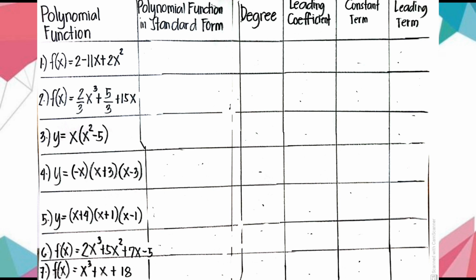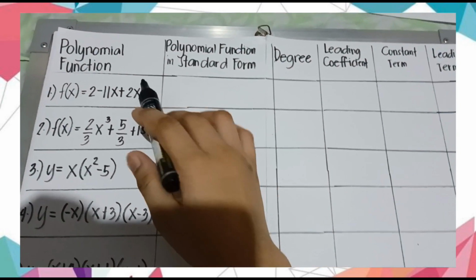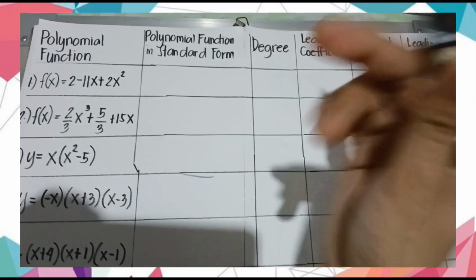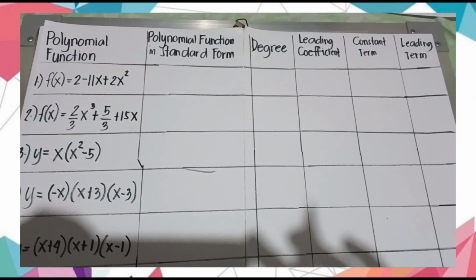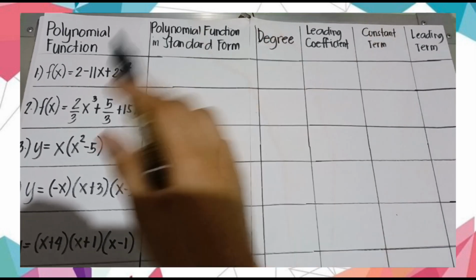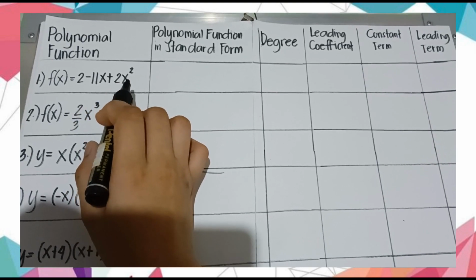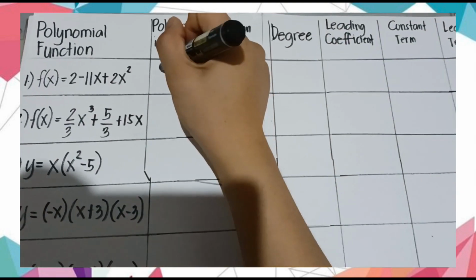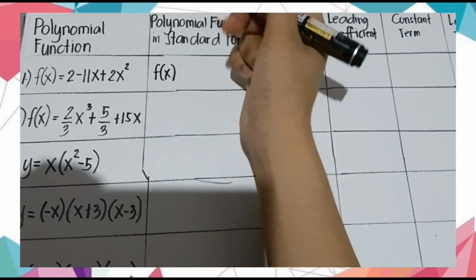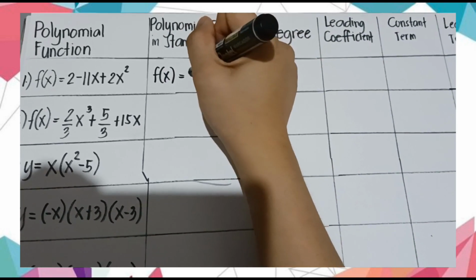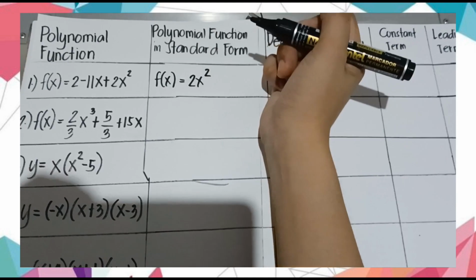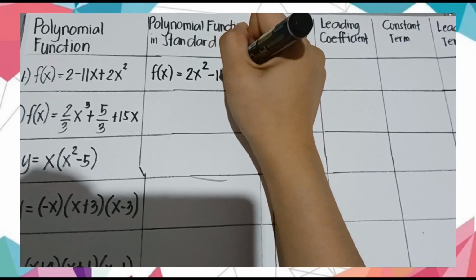Let us identify the standard form of a given polynomial function, the degree, the leading coefficient, the constant term, and the leading term. Let us solve example number 1. We write it in standard form. f of x is equal to 2 minus 11x plus 2x squared. If we write this in standard form, we have f of x is equal to 2x squared minus 11x plus 2.